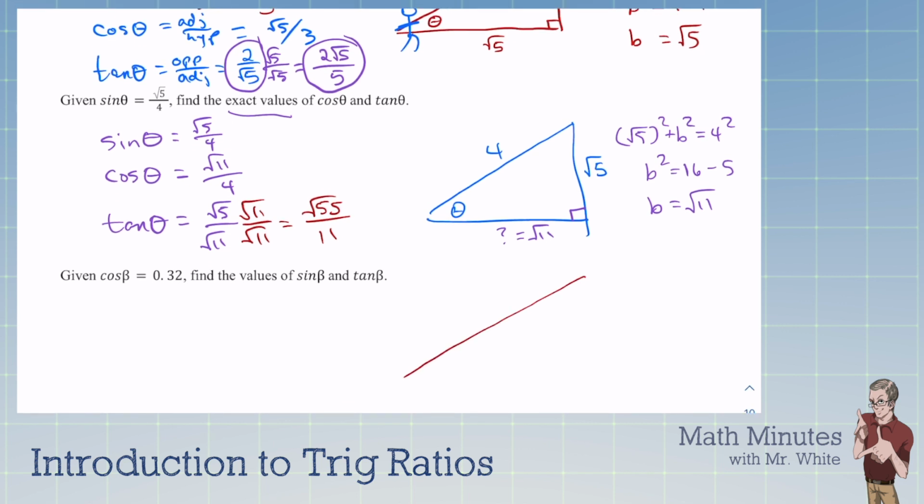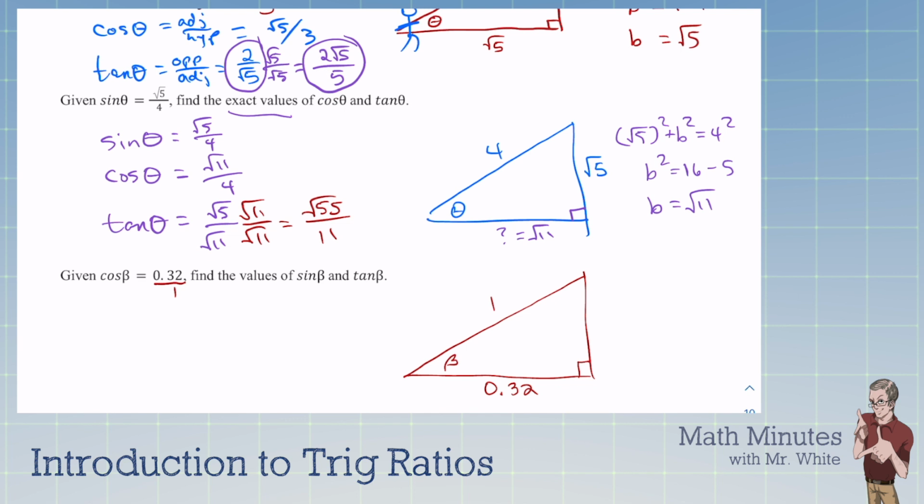So let's draw our triangle, okay? So this will be our beta down here. That's the Greek letter beta we sometimes use as an angle. Our right angle will be right here. Cosine is 0.32. Now that's over 1, so it is a ratio. So the adjacent would be 0.32, and the hypotenuse would be 1. So we need to figure out that other leg, folks, again.